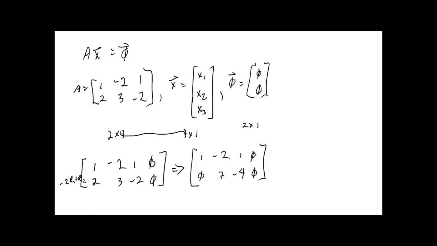What do we want to happen next? We've got a leading one here with zeros below it. What do we want next? Well, we want to add 3 times the top row to get that down to a leading 1.